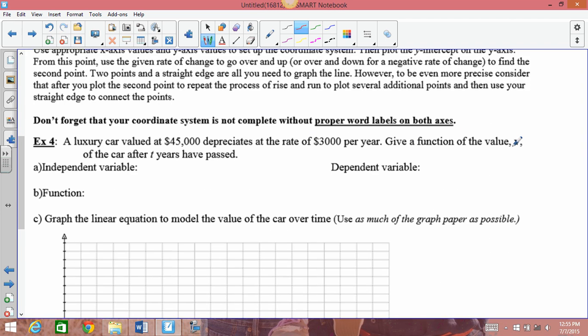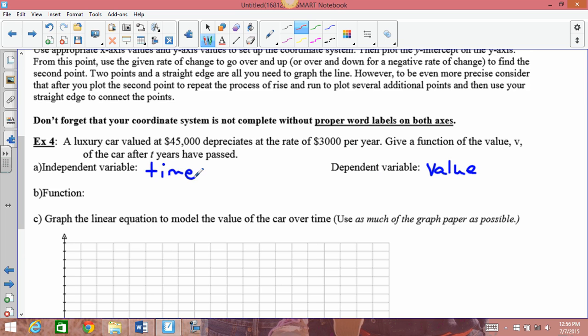Okay, so you've got two variables here, value and time. So let's think about that. What's independent and what's dependent? Hopefully you're thinking that the value is dependent upon the time. So I'm going to write that in. The value is dependent upon the time. I just paused so that you could think about that yourself for a minute.